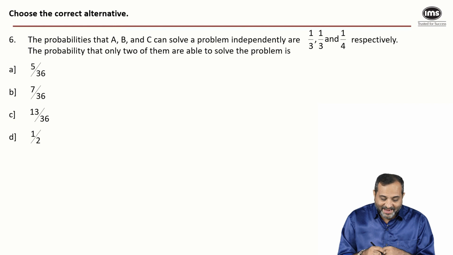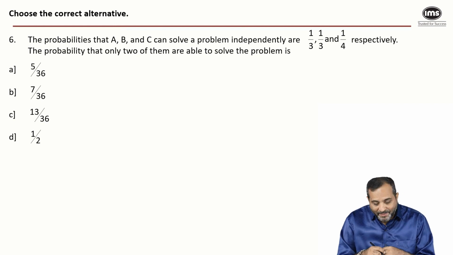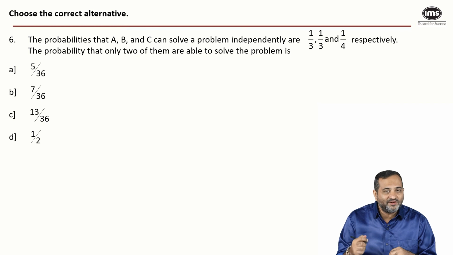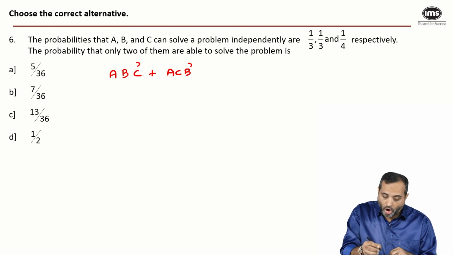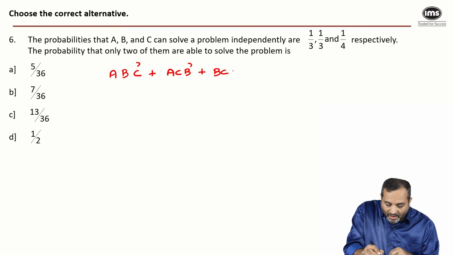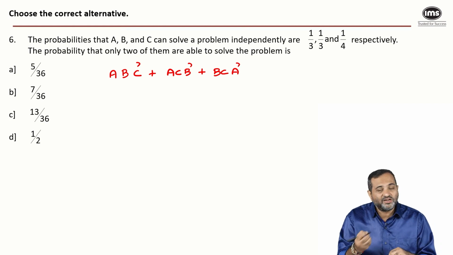The probabilities that A, B and C can solve a problem independently are 1 by 3, 1 by 3 and 1 by 4. Find the probability that only 2 of them are able to solve the problem. So first thing, the question says only 2 of them are supposed to solve the problem. So let us write down the possibilities. Can I say one possibility is AB will solve the problem and C cannot solve the problem? Or AC will solve the problem, B cannot solve the problem? Or BC will solve the problem and A does not solve the problem? So these are the three cases.